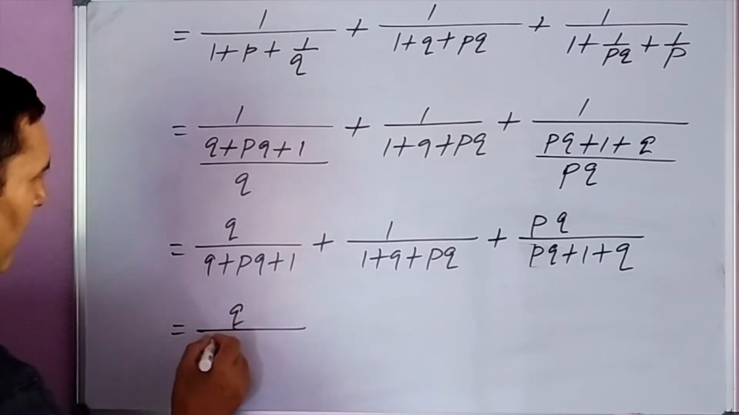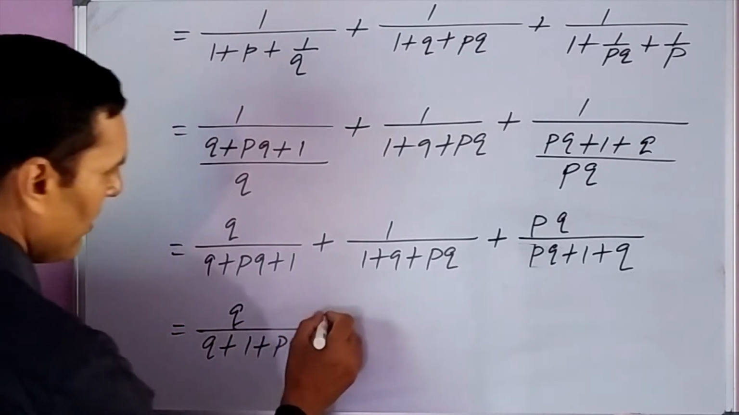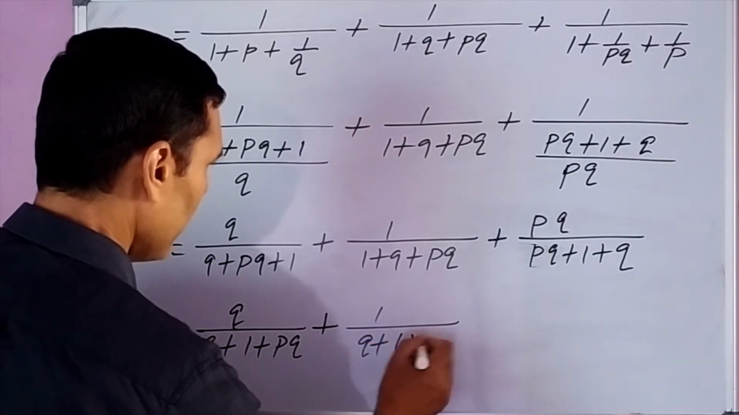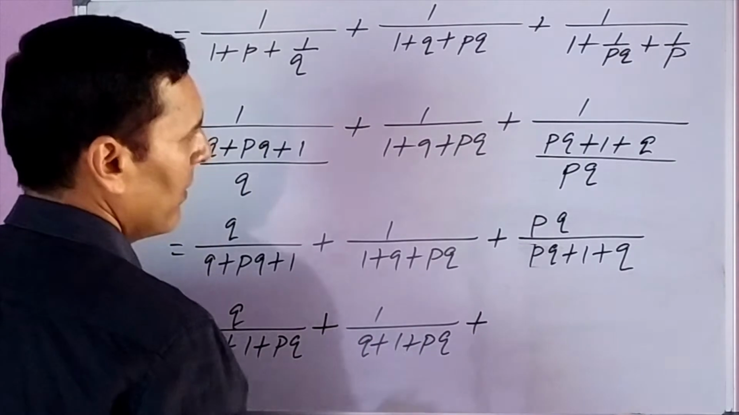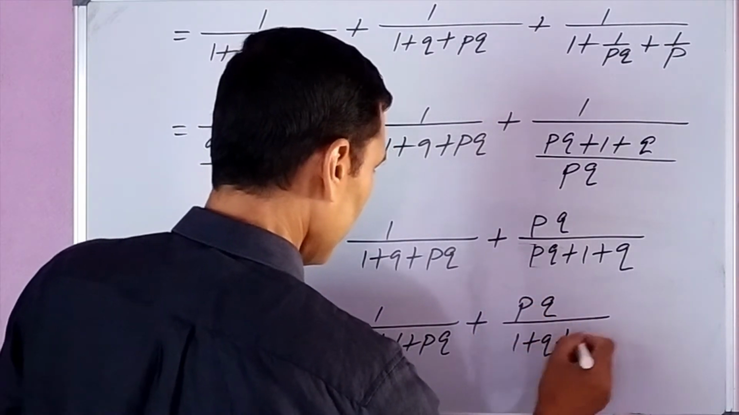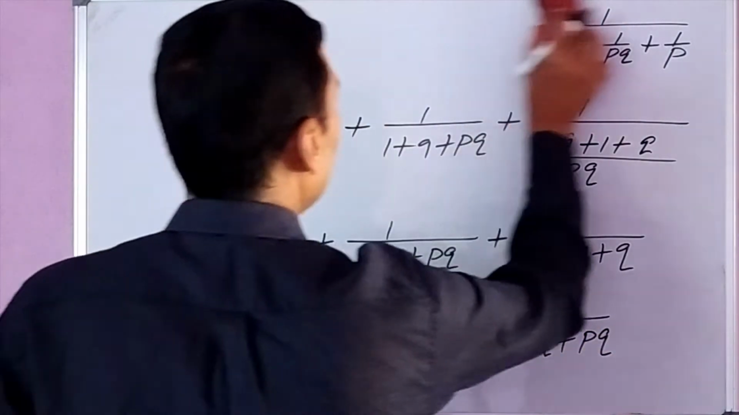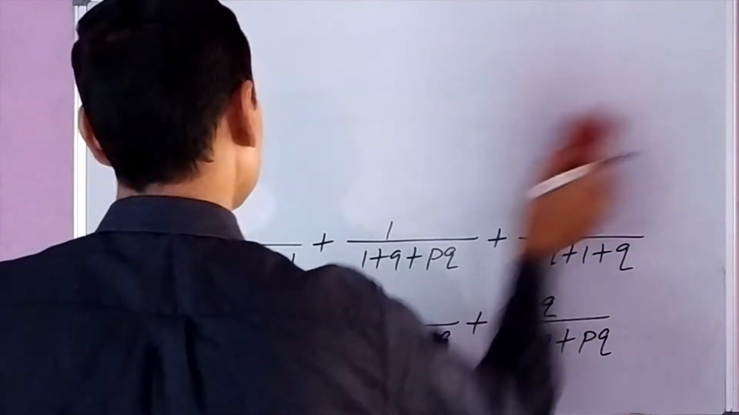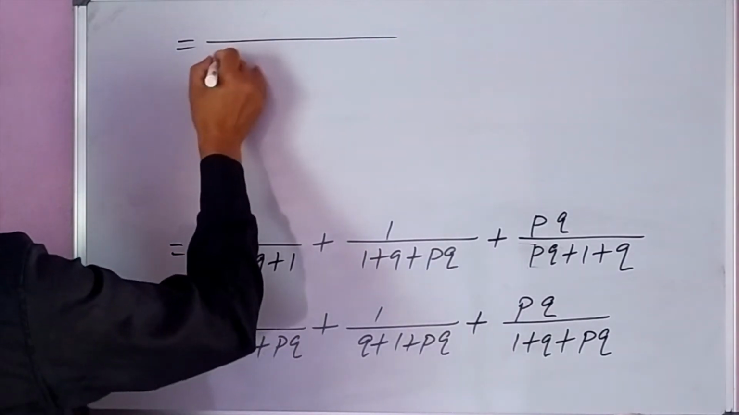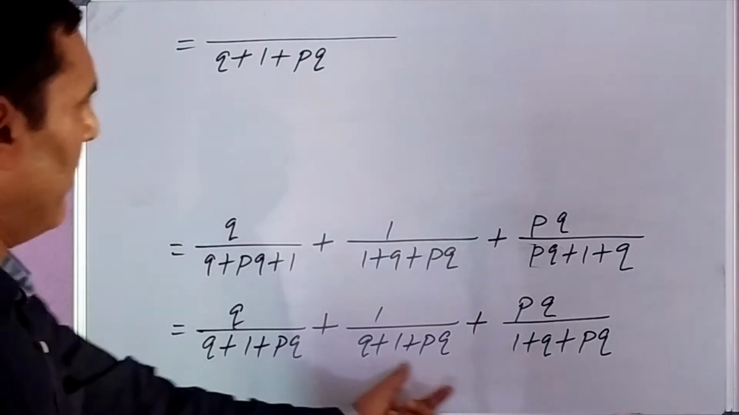Q upon Q plus 1 plus PQ, we write like this. Here, 1 upon Q plus 1 plus PQ. This is also PQ upon 1 plus Q plus PQ. So now that we have the same denominator, we can take the LCM of all three terms. So what is the LCM? Q plus 1 plus PQ, because all the denominators are the same.